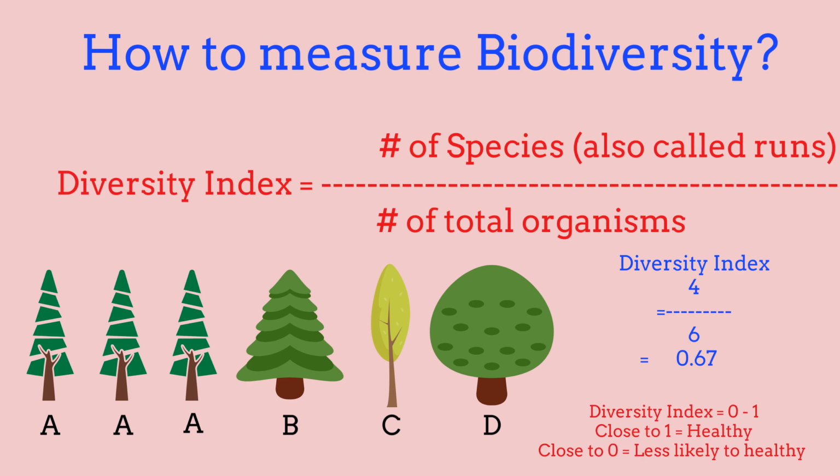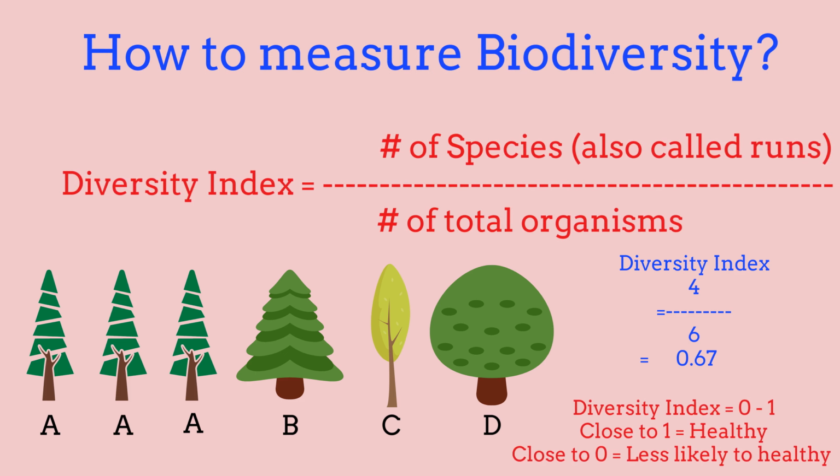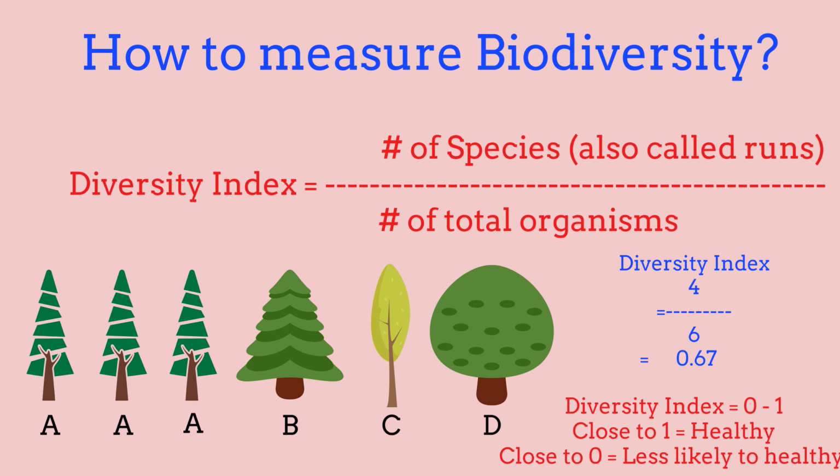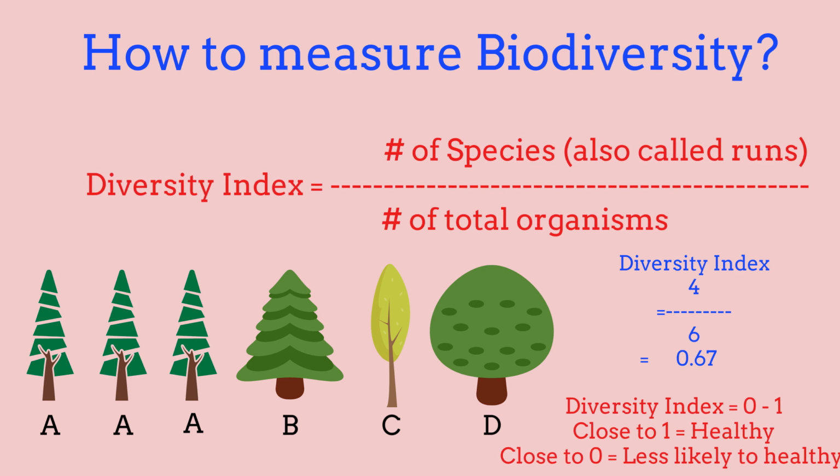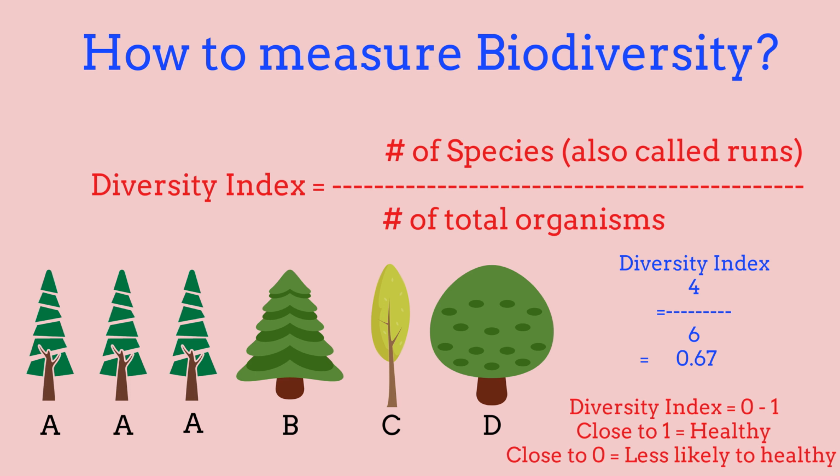The closer the diversity index is to 1, the healthier the environment is in that area. And the closer the diversity index is to 2, the less likely it is that the environment will stay healthy in the long term. So that's basically how scientists and biologists measure diversity.